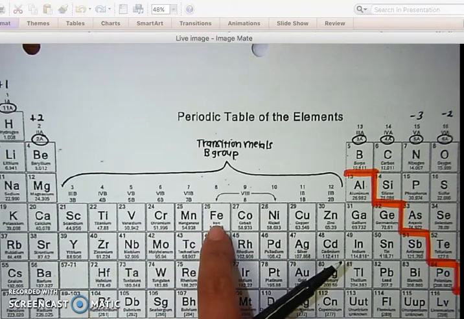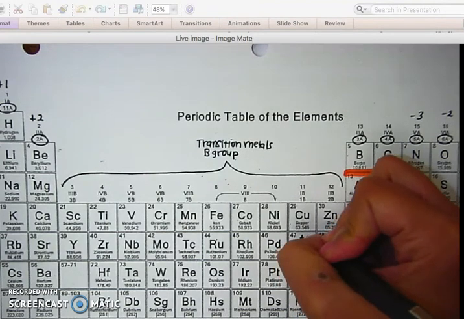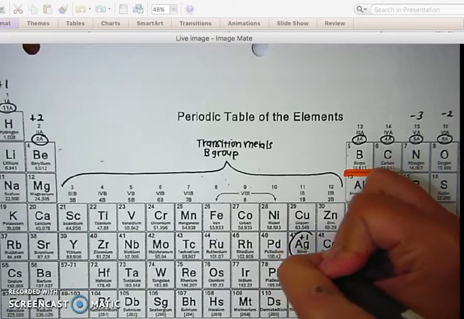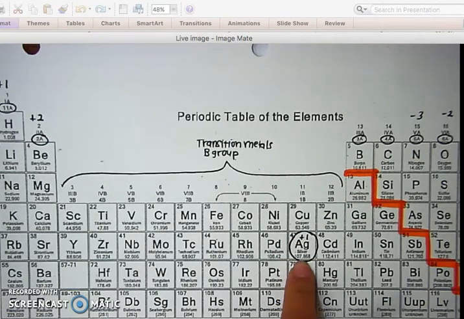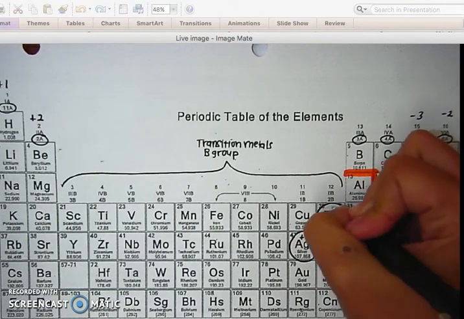Iron, sometimes it could have a positive 2 charge. Sometimes it could have a positive 3 charge. Okay, we don't know. So there's more than one type of charge that it could form. And in the notes, I did give you an exception. Write this down in your periodic table. Silver always will have a positive 1 charge. Zinc will always have a positive 2 charge.